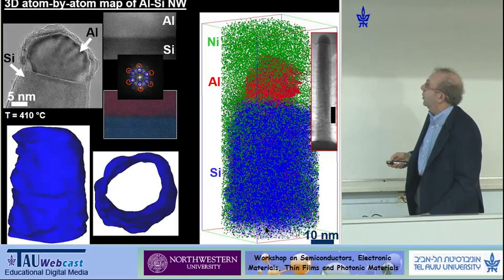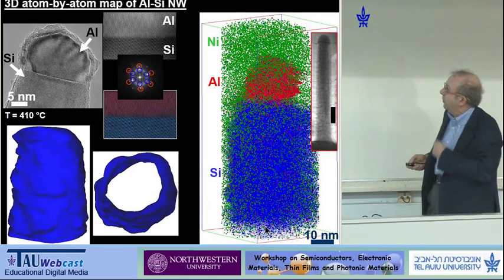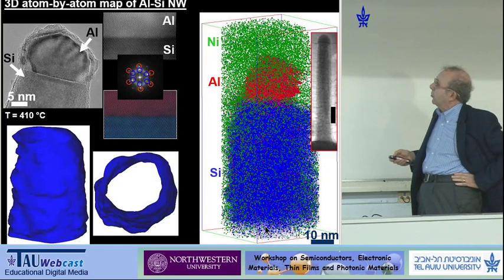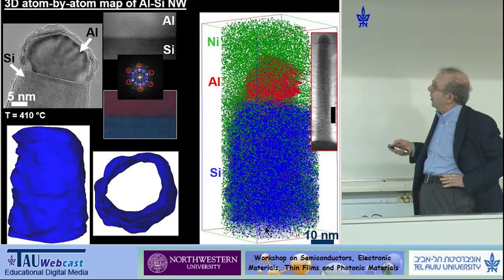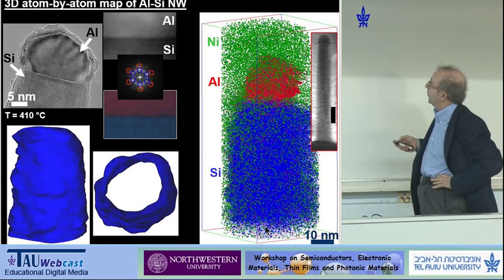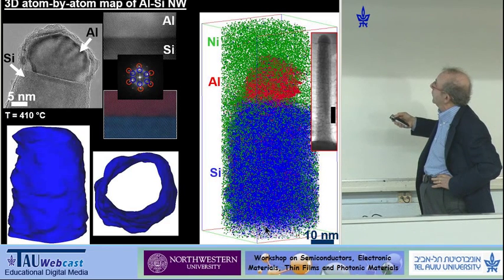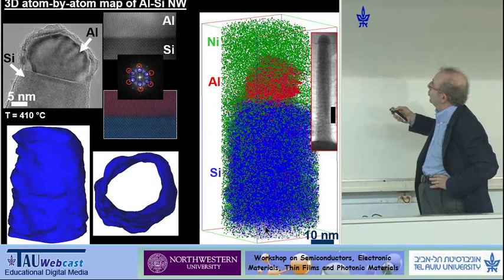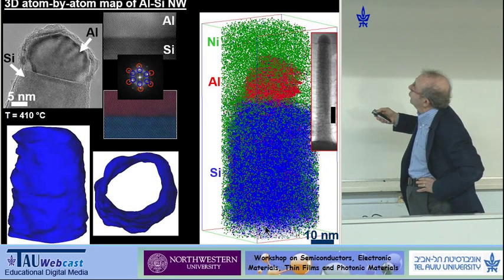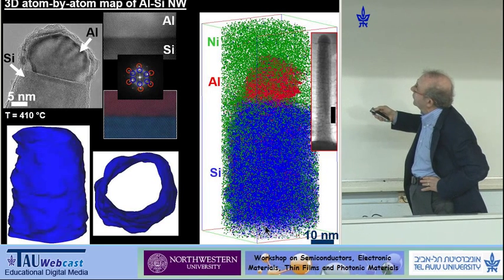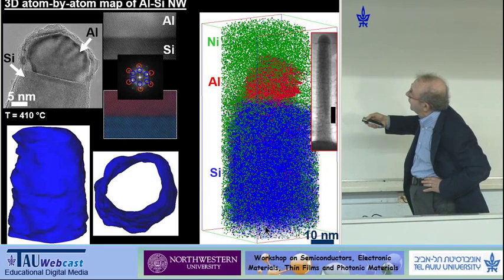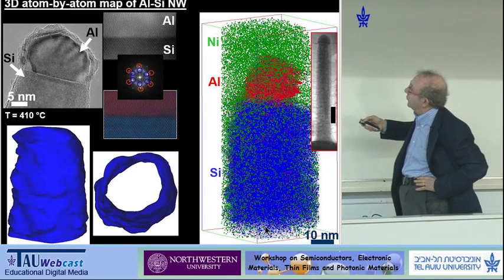Okay, the other thing that we did in some detail is to combine TEM here. This is a TEM image, and this is an atom probe image. And here is the silicon nanowire. Up here is the catalyst. This is the catalyst, and it should be pure aluminum, but it's not. And then the blue is silicon, remember that. And this is a diffraction pattern, and this is a high-resolution image of that interface. Here's aluminum, here's silicon. You can see the interface.